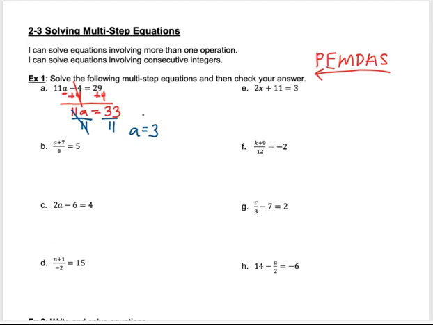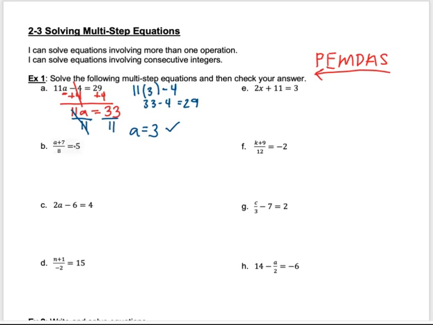Now, the most important part of solving these equations, especially when it comes to multi-step, is checking my answer. So I'm going to go back through and plug a back in. So I have 11 times 3 minus 4. And I'm going to figure out what that is. Now I'm doing order of operations correctly. So I have 11 times 3 is 33, minus 4. 33 minus 4 is 29. Now I'm going to check and see if that equals the other side, which it does. So a equals 3 is my answer.